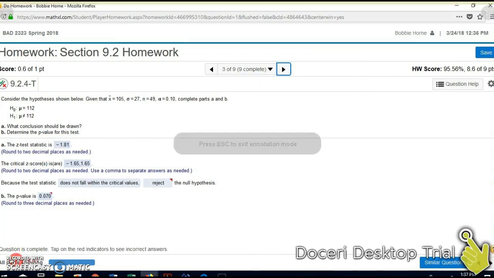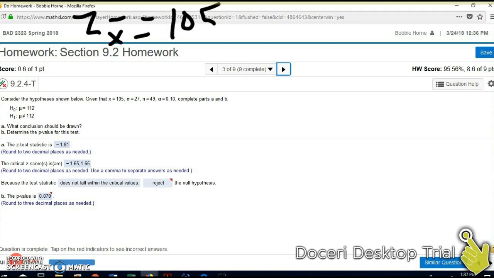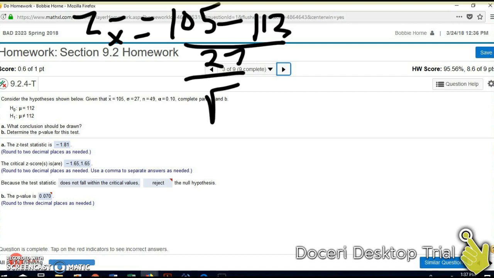Okay, this is going to be a two-tail test. And we know it's not equal to. That's how we know it's a two-tail test. So we need to do the z-test statistic first of all. So the mean is 105 minus the null, 112, over 27 divided by the square root of 49. So you end up getting negative 1.81 as your test statistic.